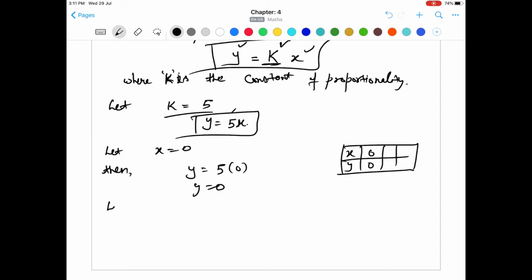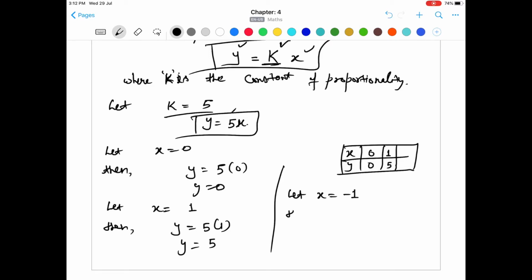Now let's assume another value. Let x equal 1. Then our equation will be y equals 5 into 1. Hence y equals plus 5. So on putting x equal to 1, we get y equal to 5. Now let x equal to minus 1. Then y equals 5 into minus 1. So the result is y equals minus 5. On taking x equal to minus 1, we get y equal to minus 5.